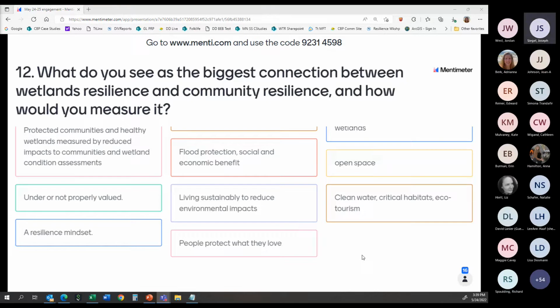Thanks, Jordan. So any thoughts about the non-monetary benefits of wetlands? And in addition to other thoughts you might like to share, either in the chat or you can raise your hand as well.